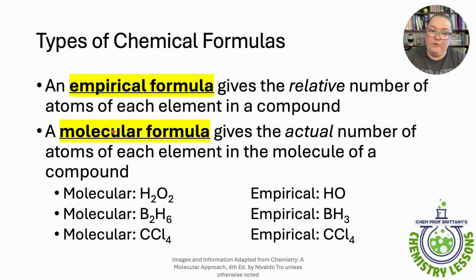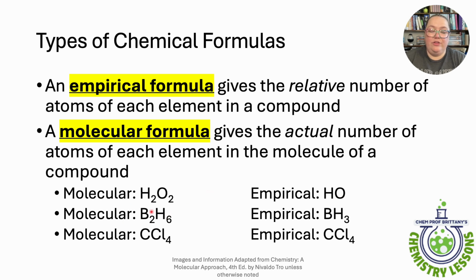The molecular formula gives the actual number of atoms of each element in a compound. So, for example, here we have H2O2. This tells us I have 2 hydrogens and 2 oxygens. That's the molecular formula, excuse me. The empirical formula is a 1-to-1 ratio, so 1 H to 1 O.